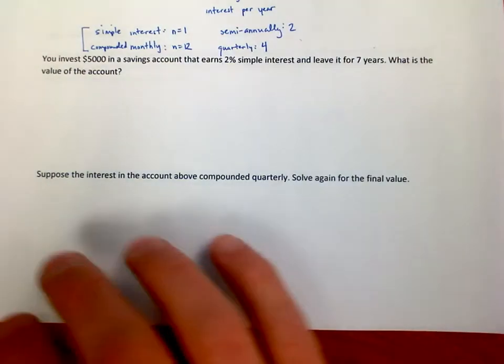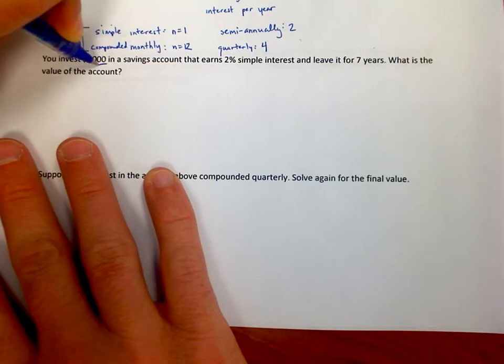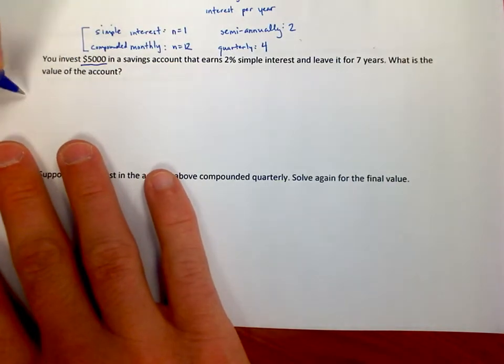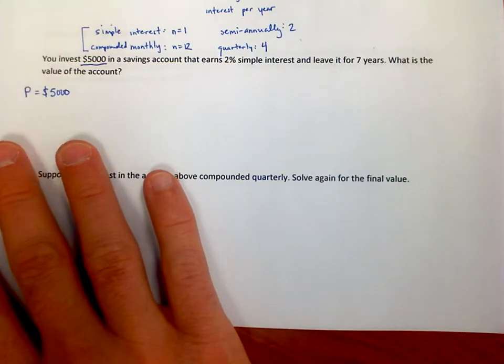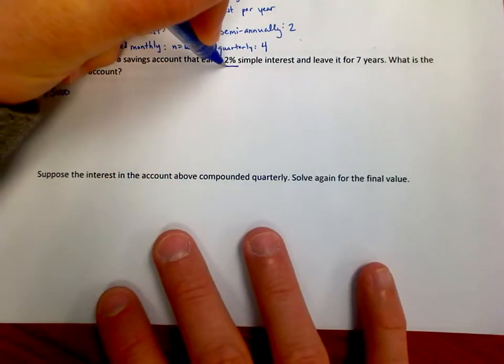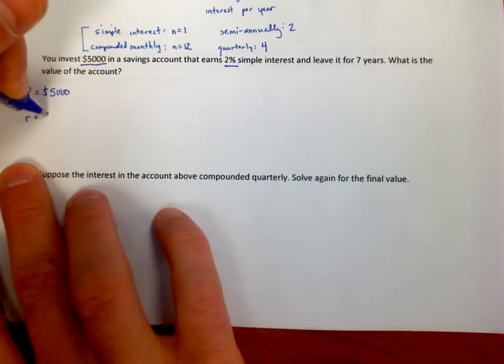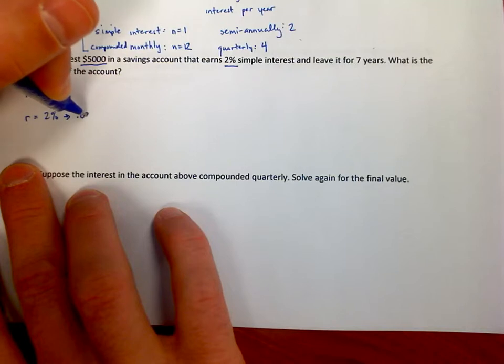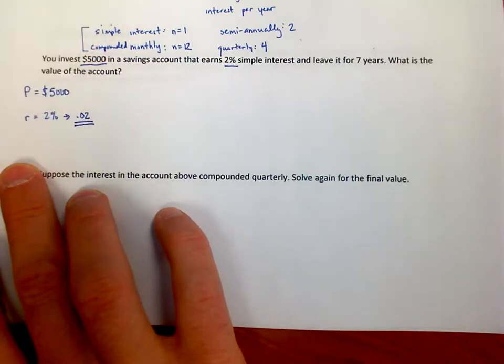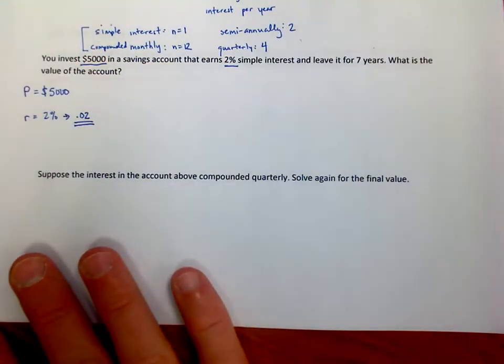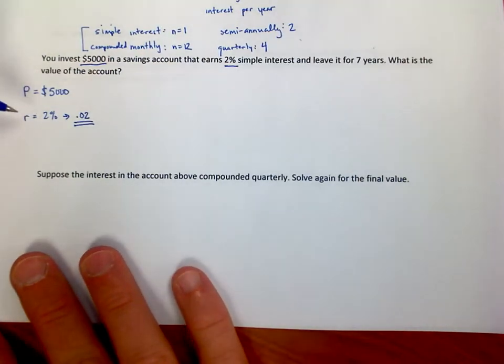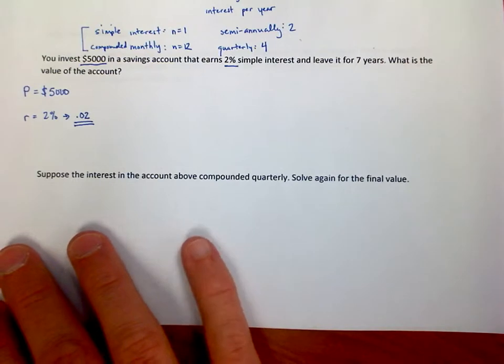So let's go through and identify some quick stuff. That $5,000 is going to be pretty important. That's how much you put in, so we call that the principal. The principal in this case is $5,000. It's a savings account. It earns 2% simple interest, so that 2% is our interest rate. And remember, that's 2%, but we're going to enter it in as 0.02. It is going to be extremely, extremely important that we don't put 2 in, we put 0.02. If you put 2 in, you're going to be like a millionaire off of this thing, okay?